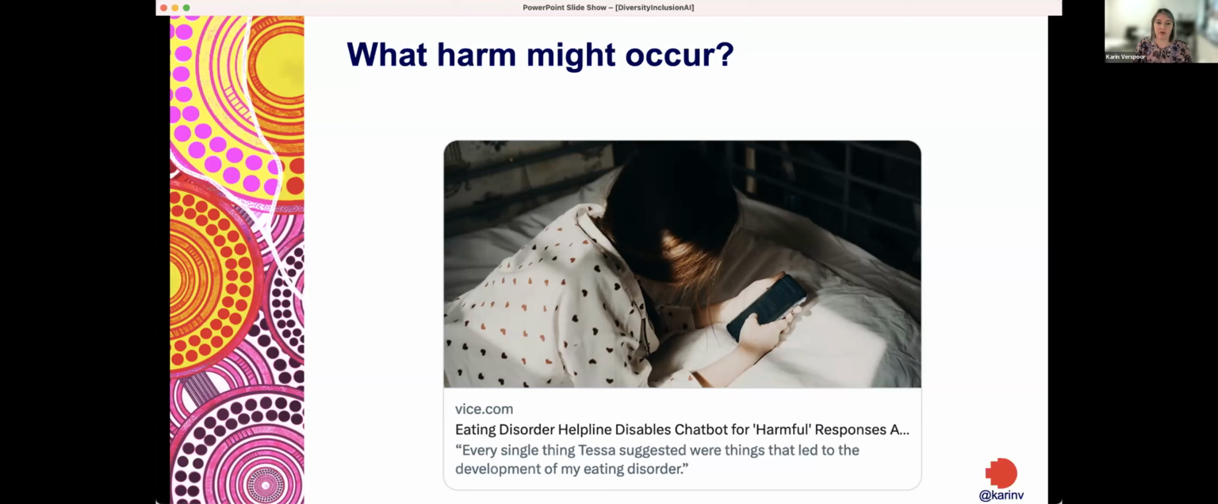For this particular user, they played with it and they said that every single thing that this chatbot suggested were things that actually would have led to and encouraged further development of their eating disorder. It recommended things like try to lose 1 to 2 kilos a week, try to control your calories. How about you count your calories? How about you monitor your carbs? Use a scale to measure the weight of your food. All of these things are actually behaviors that are very problematic for people with eating disorders.